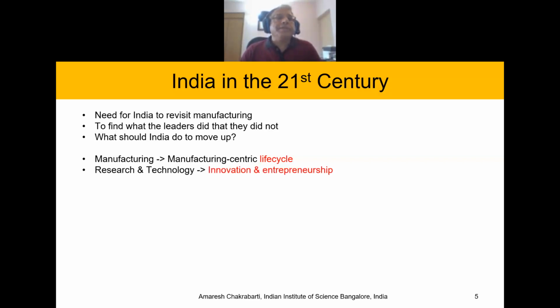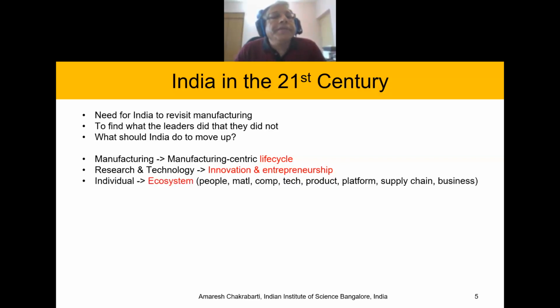Research and technology, the mad scientist sitting in the corner and creating inventions, has given way to a team of people working together in order to innovate and take it down to the society through entrepreneurship. Individuals' activities have given way to an activity by the ecosystem. It's a combination of people, material, component, technology, product, platform, supply chain, and business that together will make technologies come all the way down to the society and make a difference.